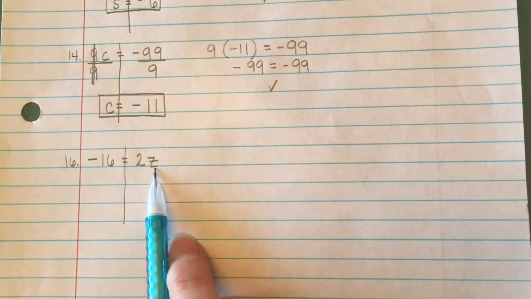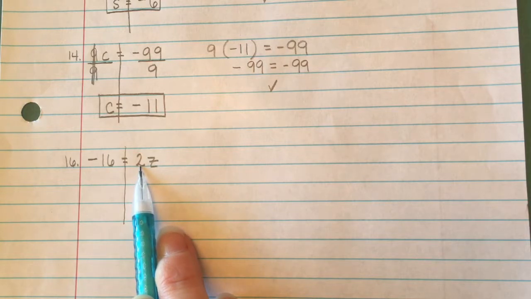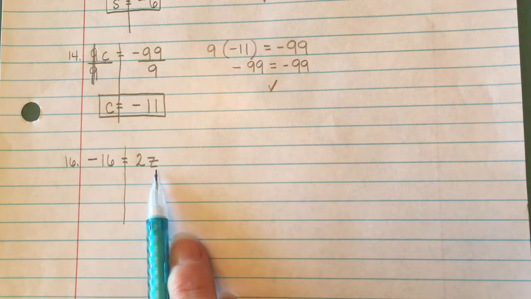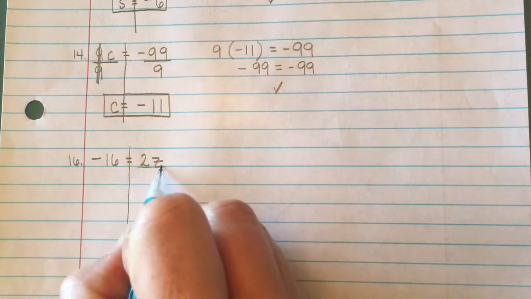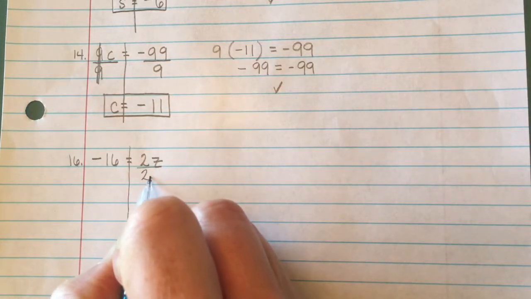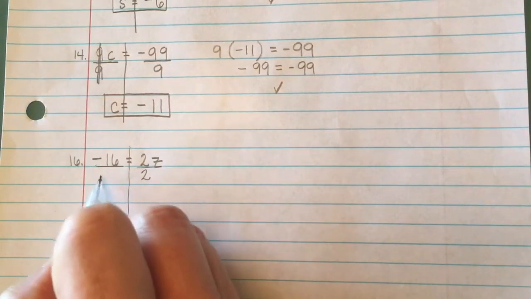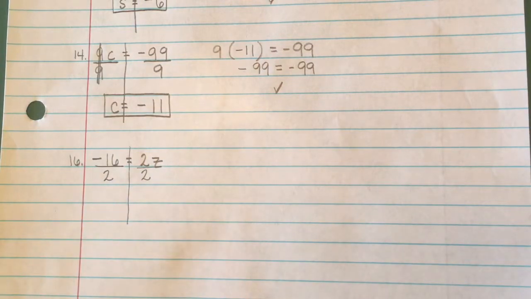This side over here with the z, you have a 2. Remember, when a letter and a number are squished together side by side, that means multiply. So we're going to do the opposite of multiplying by 2, which is dividing by 2. If we do that to one side of the equation, we're going to do that to the other.